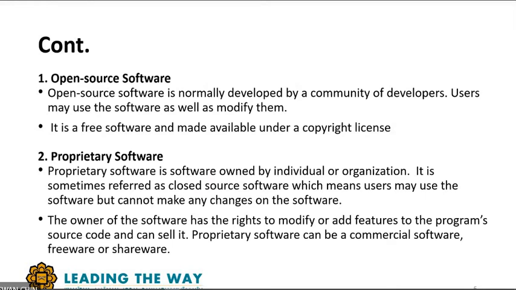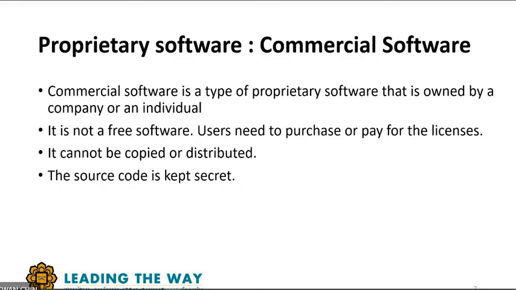Okay, proprietary software is divided into three types. The first one is commercial software, the second one is freeware, and the last is shareware. Okay, let's go for the first one. So the first one is the commercial software for proprietary software type.